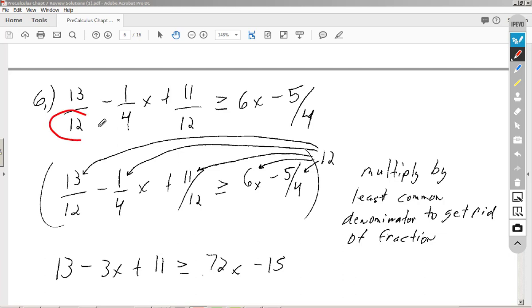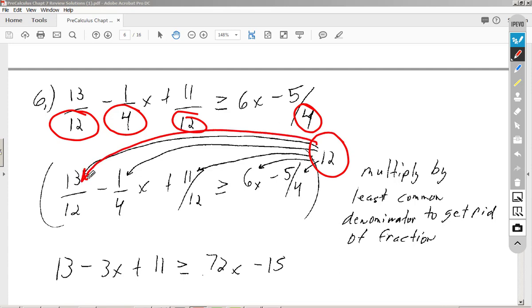So you can notice, here's my denominators of 12, 4, 12, and 4. So the least common denominator is the smallest number that both 12 and 4 can go into. And so that number is going to be 12. So I'm going to multiply all of my terms by 12. So you're going to notice when I multiply this by the first one, the 12 is going to cross out. I'm just left with the 13.